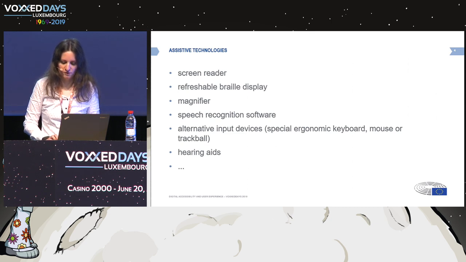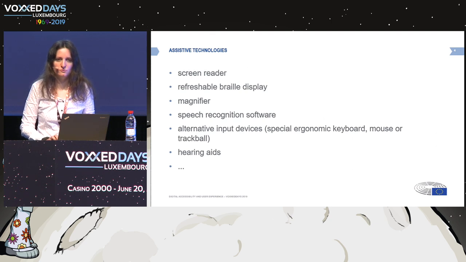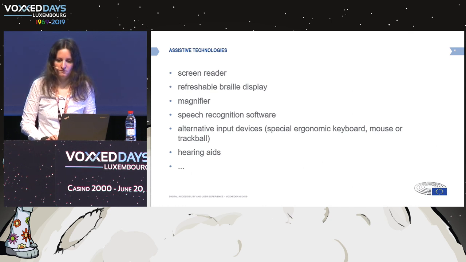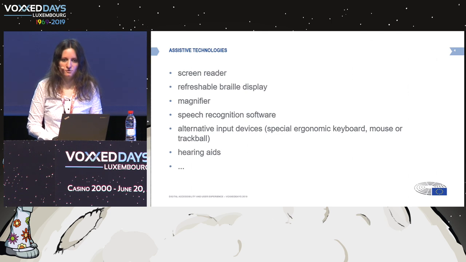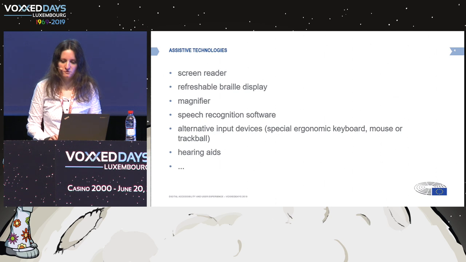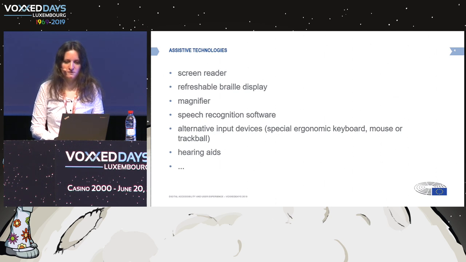Then speech recognition software is used by persons who have motor disabilities, but not only, because now more and more users use speech recognition software. Then alternative input devices can also be used by persons with motor disabilities, like a special ergonomic keyboard or mouse. And hearing aids are available to persons who have a hearing impairment, and there are others. This is not a complete list. This is just to give an idea of what is available.